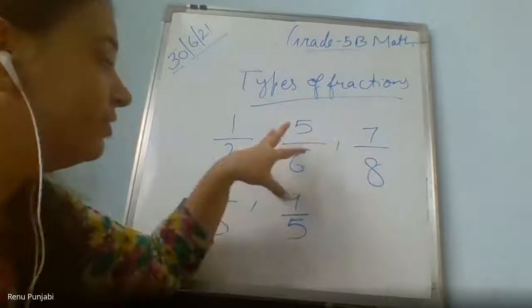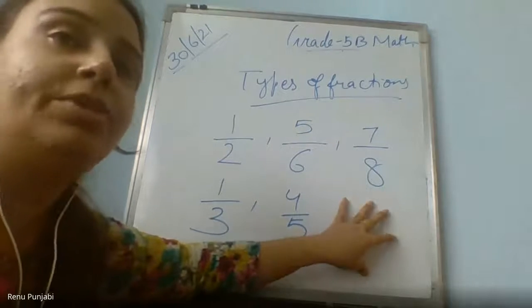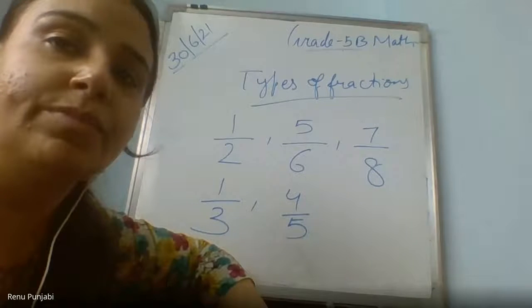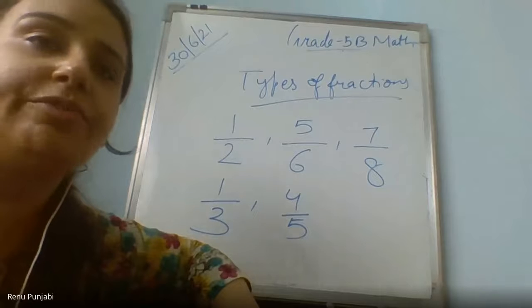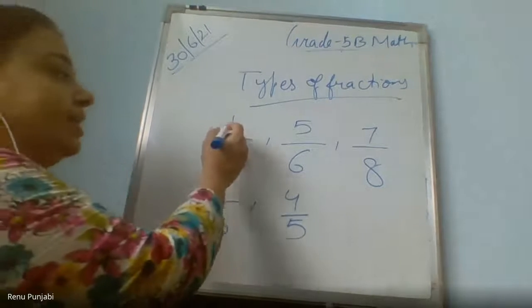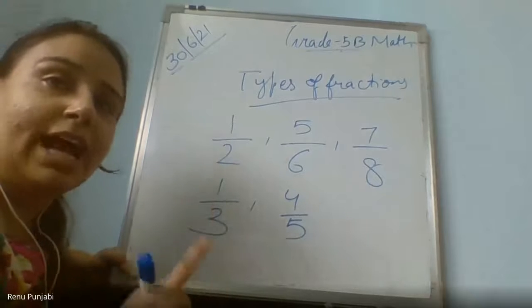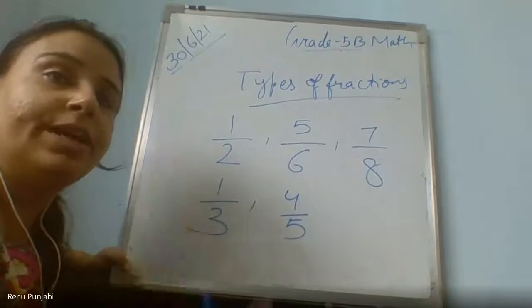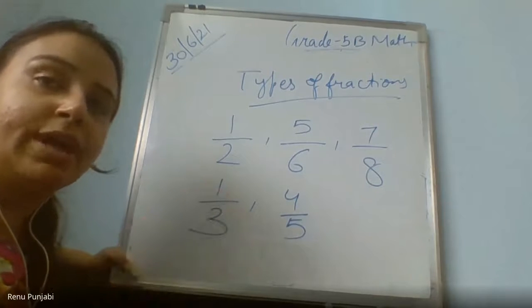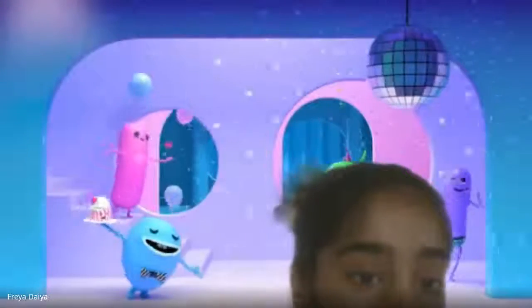Now I have given you some different fractions and I want you to find out the unit fractions from this group. Which are the fractions which are unit fractions? Fractions which are having the numerator 1. So which of the fractions are having 1 as a numerator?